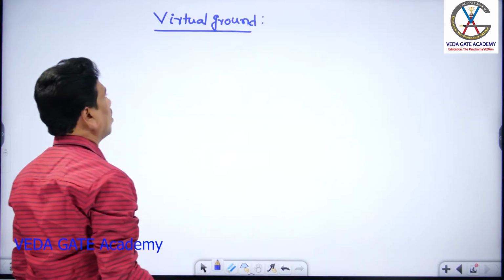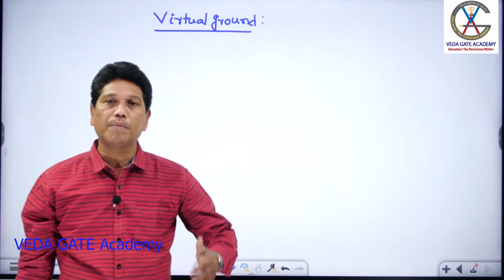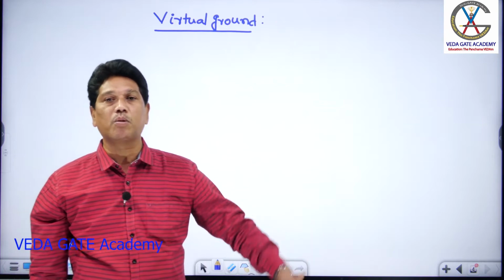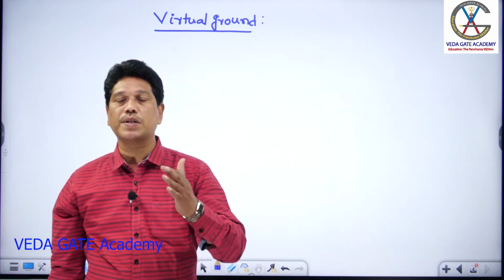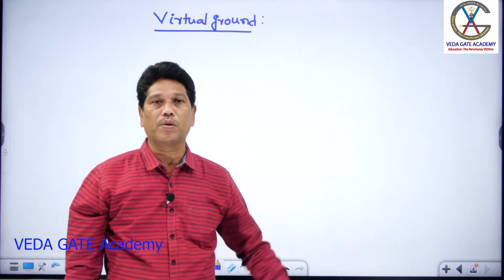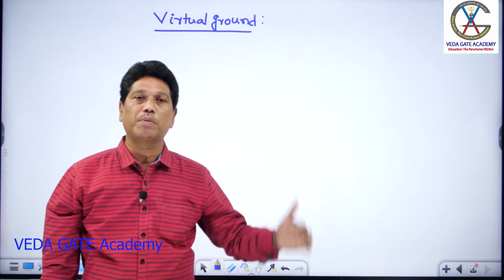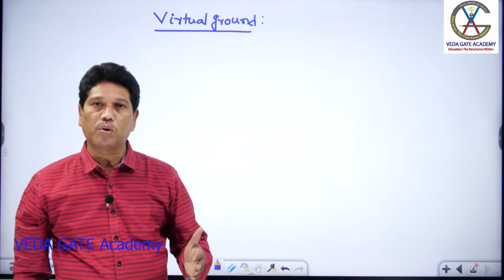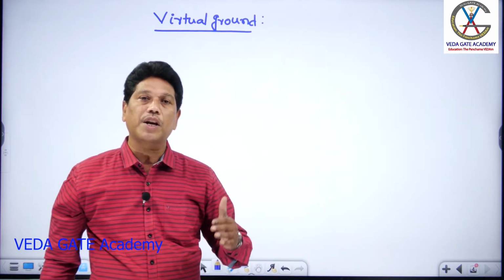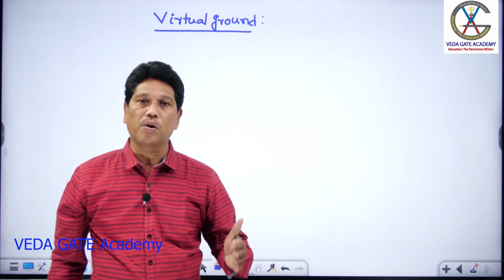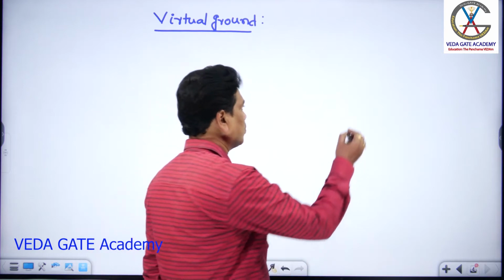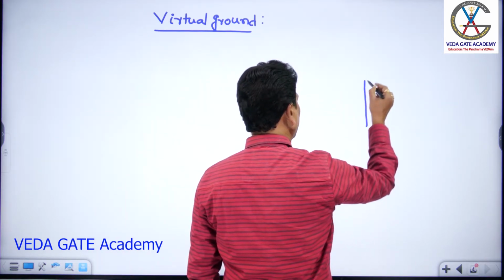What does virtual ground mean? According to the virtual ground concept, if one of the input terminals is at ground potential, then the other input terminal also looks like it is at ground potential, even if some signal voltage is acting there. It also looks like it is at ground. That is called a virtual ground. For now, suppose I take the example of some inverting circuit.